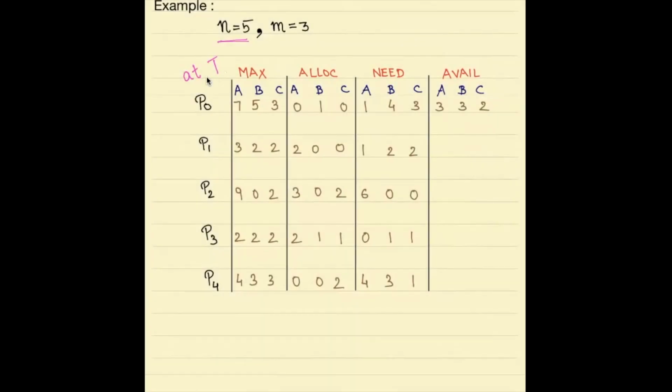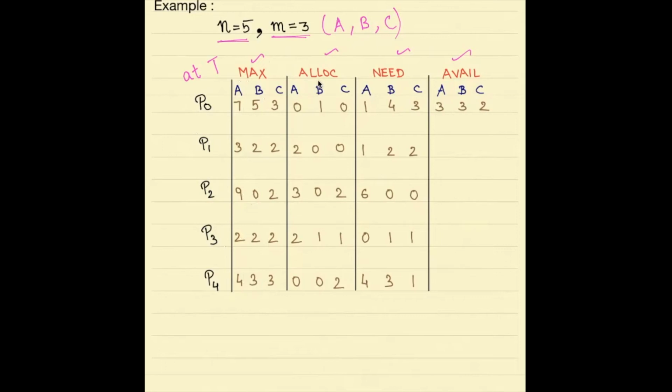At time t, there are 5 processes and 3 resources named A, B, C. So A is one resource type, B is another resource type, C is another resource type. Similarly, all the attributes will be there, like maximum, allocation, need, and available. So process P0 at maximum will request resource types A, B, C: 7, 5, 3. Similarly, for process P1 3, 2, 2, process P2 9, 0, 2, process P3 2, 2, 2, process P4 4, 3, 3.